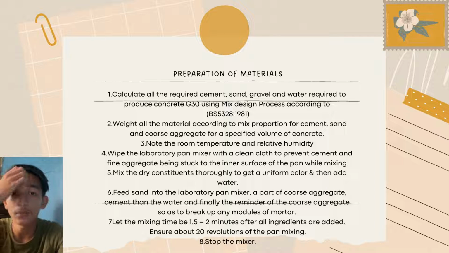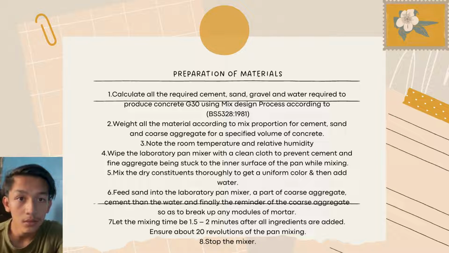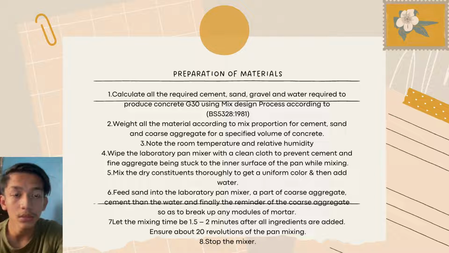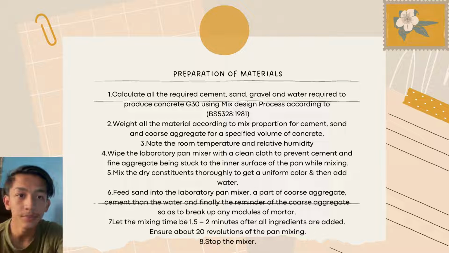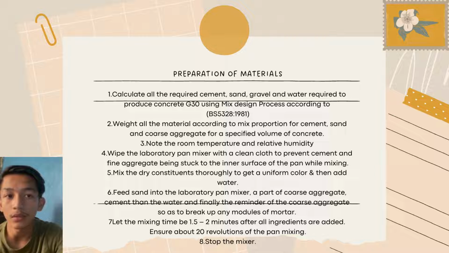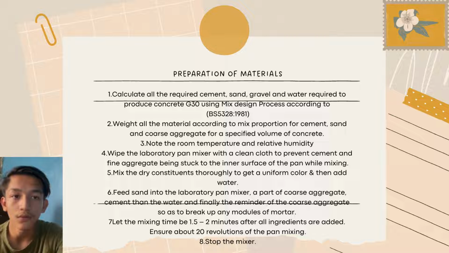Next, mix the dry constituents thoroughly to get a uniform color, then add water. Next, feed sand into the laboratory pan mixer, a part of coarse aggregate, cement, then the water, and finally the remainder of the coarse aggregate, so as to break up any nodules of mortar. Next, let the mixing time be 1.5 to 2 minutes after all ingredients are added. Ensure about 20 revolutions of the pan mixing. And lastly, stop the mixer.